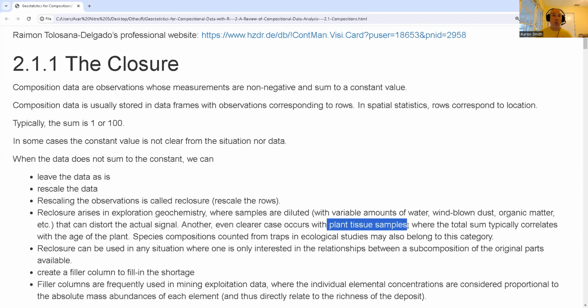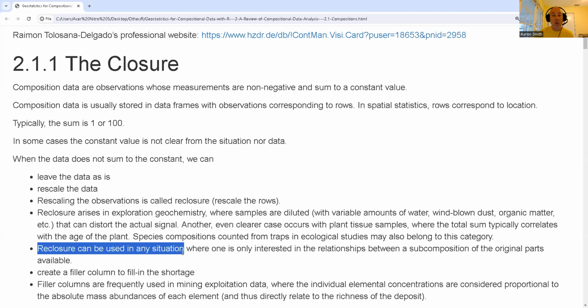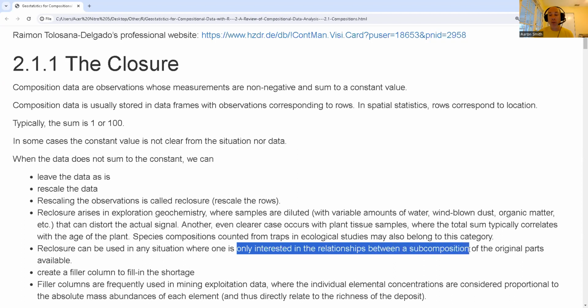When the actual amount that we have is a variable itself, reclosure is something we have to consider. Reclosure can be used anytime that we're only interested in the relationship between subcompositions of the original parts.